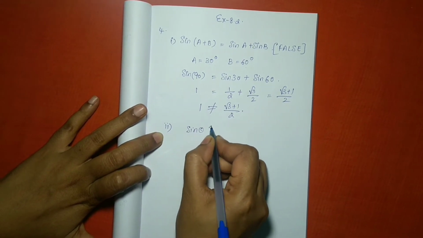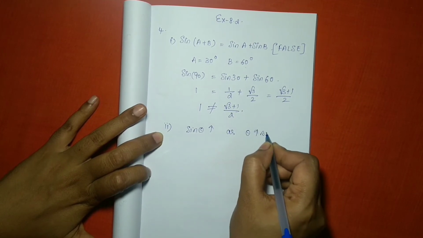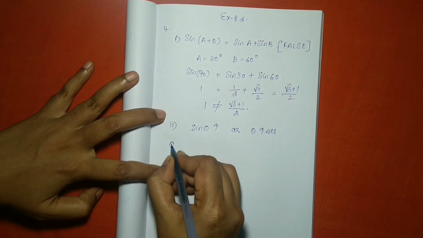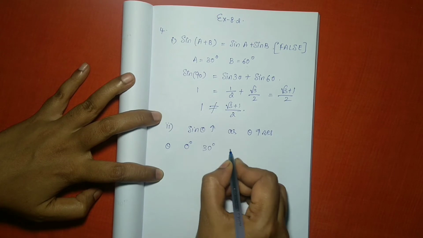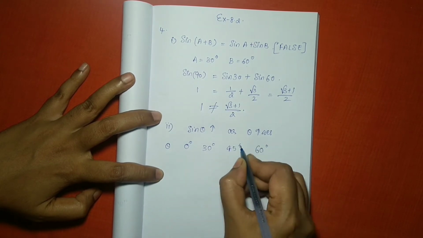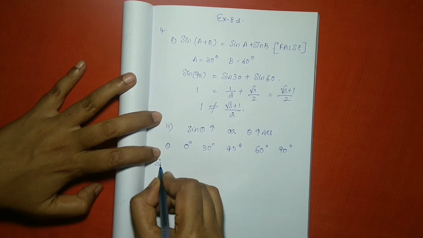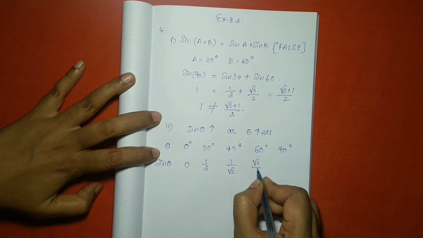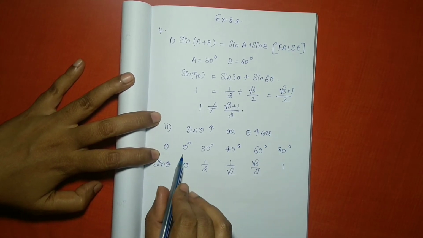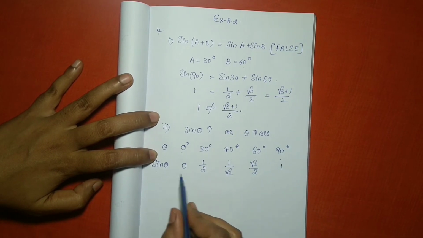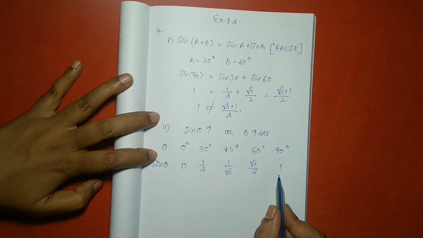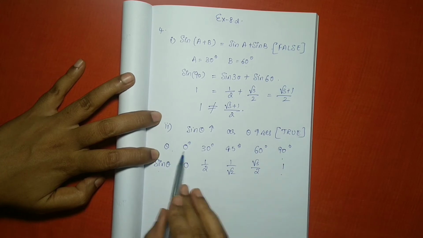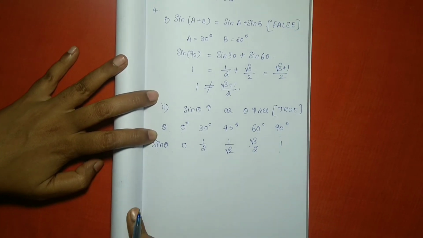Sine theta value increases as theta increases. So we'll see whether it is true or not. So we'll write the table as theta value 0 degree, 30 degree, 45 degree, 60 and 90 degree. Then sine theta value will be 0, 1 by 2, 1 by root 2, root 3 by 2 and 1. So see here, as theta value is increasing from 0 to 90 degree, sine theta value is also increasing from 0 to 1. So the given statement is true. Remember, as theta value increases, sine theta value also increases, right?